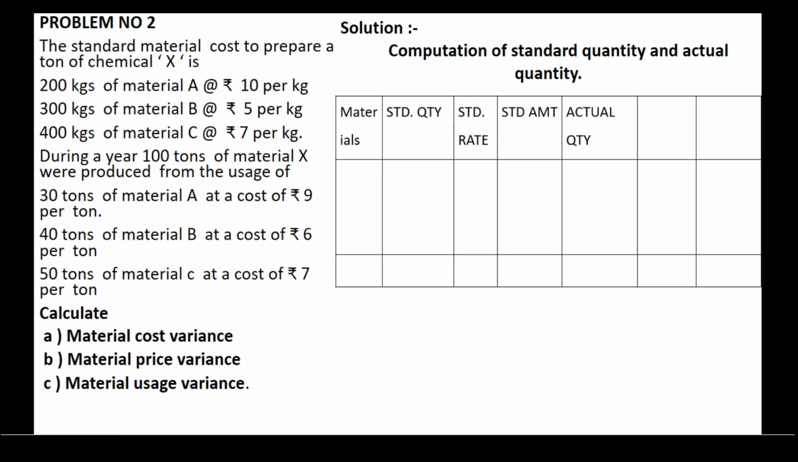Actual quantity, actual rate and actual amount. So here there are three types of material, that is A, B and C. So first we take the material A. Here the standard quantity is 20,000. So this 20,000 is calculated as 200 kgs into 100. So the standard quantity is 20,000. Next the standard price, it is already given in the problem, rupees 10.